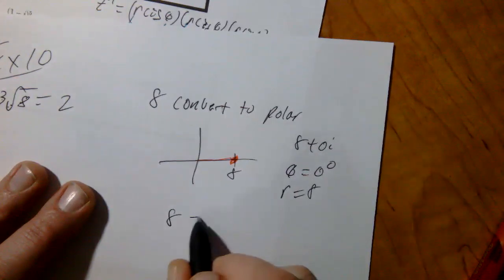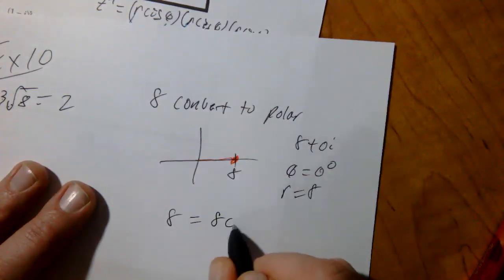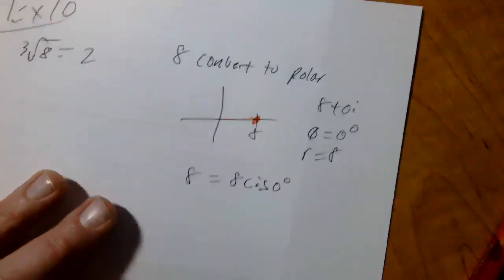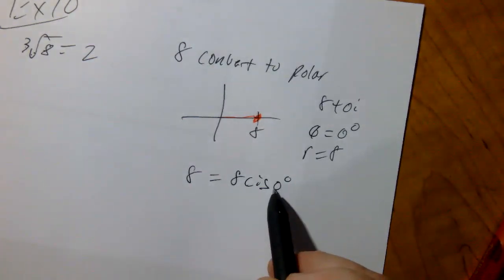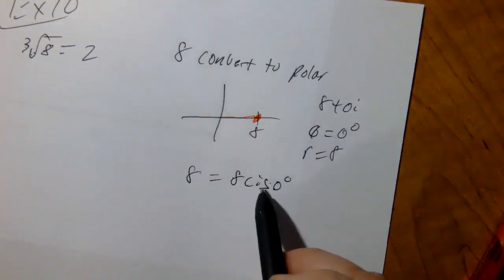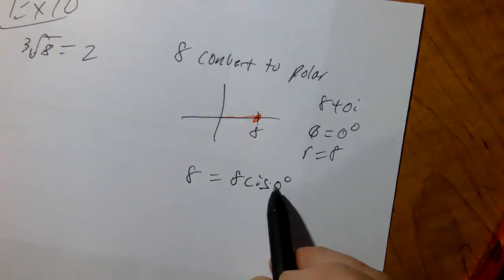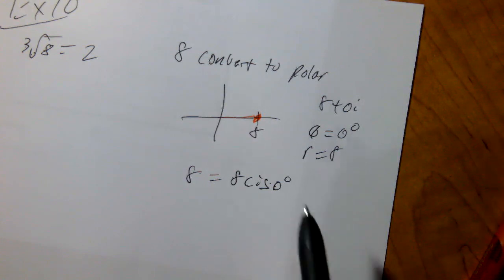So in other words, 8 in rectangular would be the same as 8 cis 0 degrees, right? Which should make sense, because what is cosine of 0? 1. 8 times 1 is 8. And what's the sine of 0 degrees? 0. That's why the imaginary part goes away.